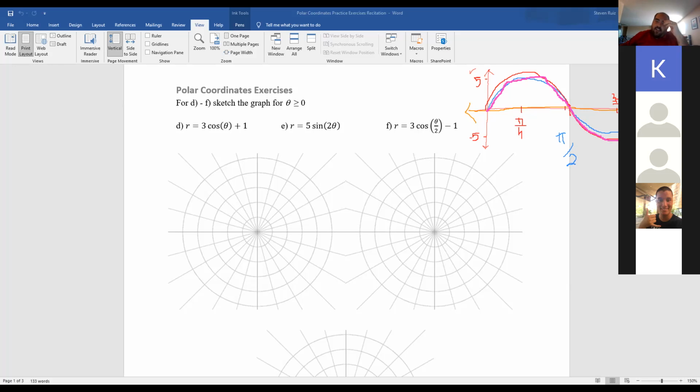All right, so I'm seeing a lot of good things. Yes, the amplitude is 5, and the average value of this graph is going to be 0. So we have a range of -5 to 5. The period is half of what it was for the last one. So if we go from theta 0 to pi, we should get the entire behavior of this graph. So now I think we're good to go.